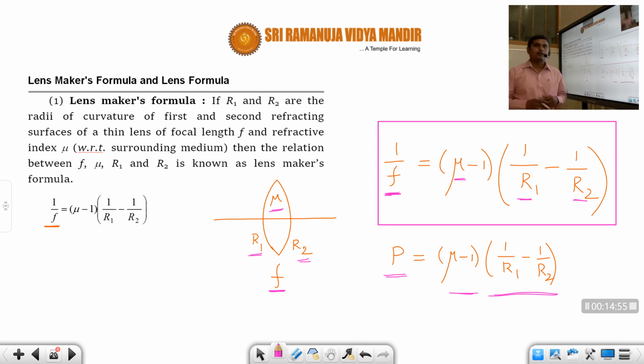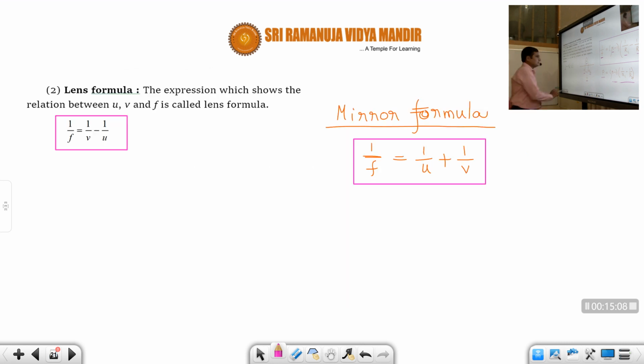It is not required at your level. When you come to 11th class or 12th class, then we'll see the derivation of this one. But right now, just learn this formula by heart and apply it in the problems. That's all, students. Now let us see the next formula, that is called the lens formula.